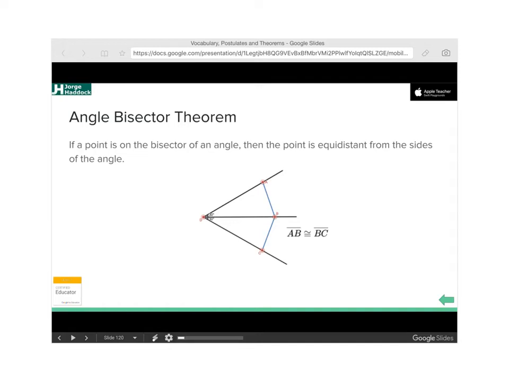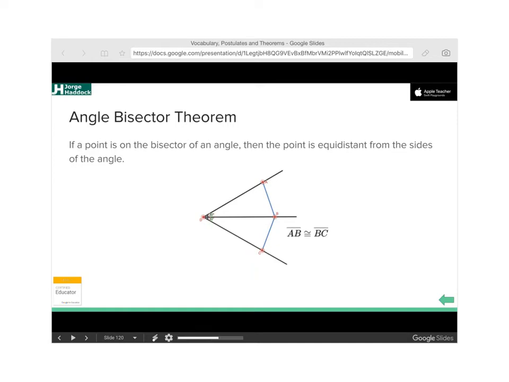Hi, so in this video we're going to be working with the angle bisector. The angle bisector is a ray or a segment that divides an angle into two congruent angles. As you can see, DB is the bisector of angle ADC. It divides that angle into congruent angles.